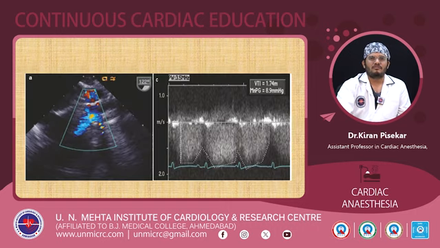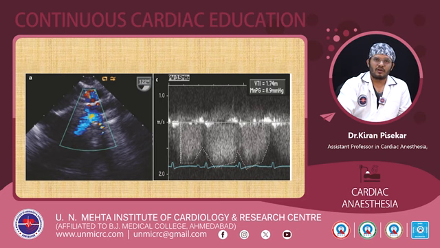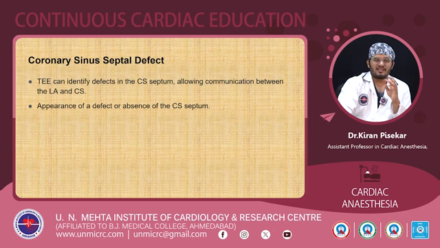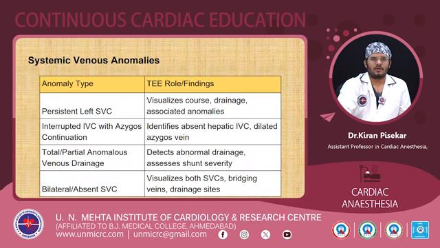Now this is a TEE image. It's actually a post-operative image. Here there is narrowing of the SVC, and that's why there is an increase in the gradient, as we can see. Now we can also identify a defect in the coronary sinus septum, allowing communication between the LA and coronary sinus. So again this can give rise to cyanosis as well. So these are the common systemic anomalies and the role of TEE.